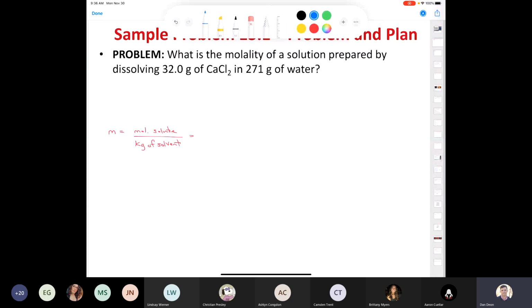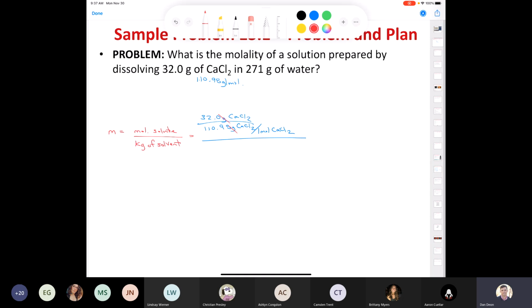Now, I've looked up the molar mass of calcium chloride. It is 110.98 grams per mole. So we can work out the number of moles in the numerator, can't we? We could just say 32.0 grams of calcium chloride divided by 110.98 grams of calcium chloride in 1 mole of calcium chloride. So I have all that in my numerator. You can see that grams and grams cancel, and I'm left with moles.